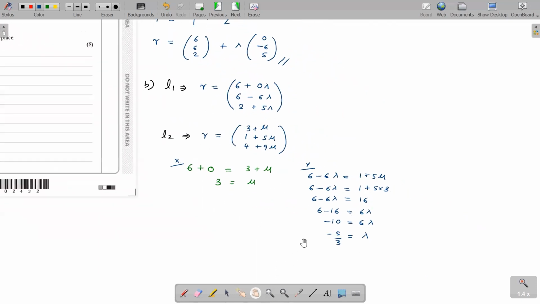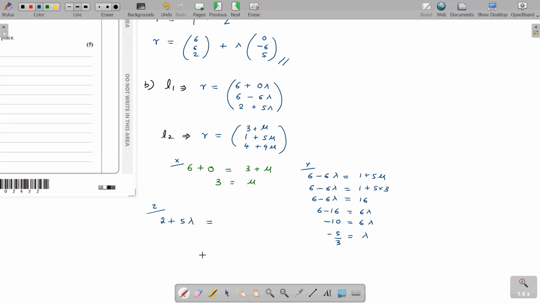Then how do we show that they meet? It meets if the lambda and mu are agreeing to the third coordinate as well. Okay. So shall we check on the third coordinate? So when we check the third coordinate, 2 plus 5 lambda. We are trying to show that it doesn't meet, right? So 2 plus 5 lambda and 4 plus 9 mu. If they are meeting, 2 plus 5 lambda should be equal to 4 plus 9 mu.